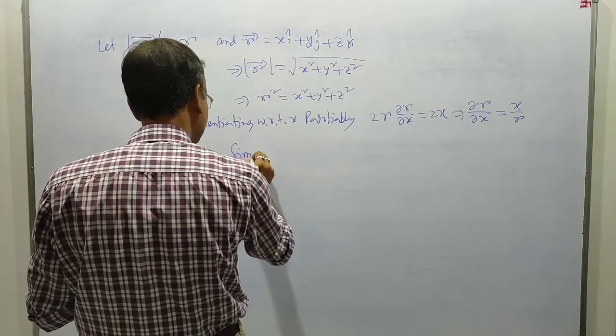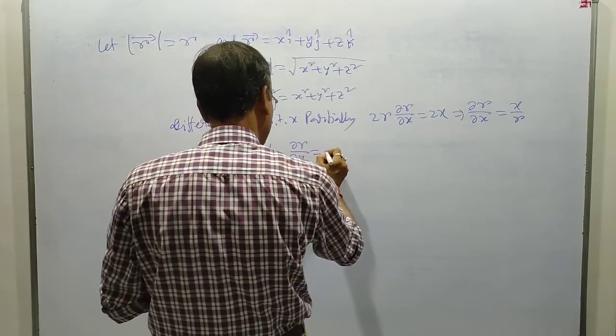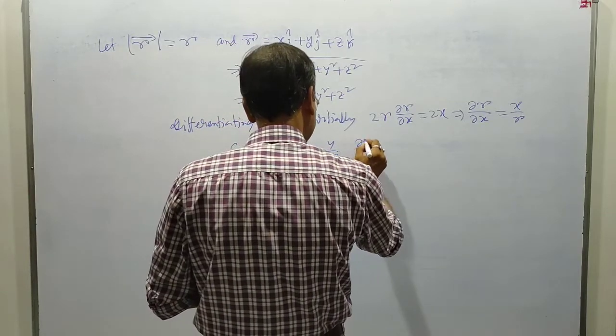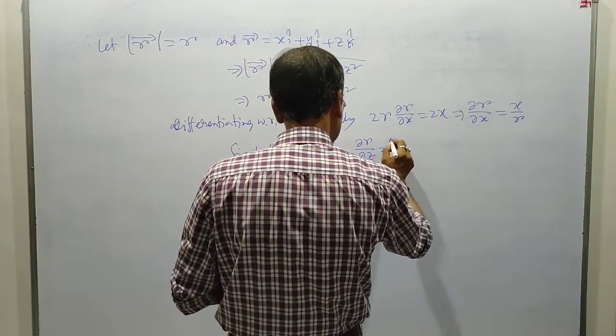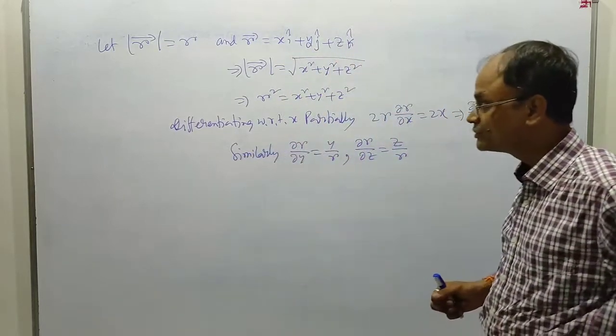Similarly, delta r by delta y equals y by r, delta r by delta z equals z by r. Similarly, you may write in this way also.